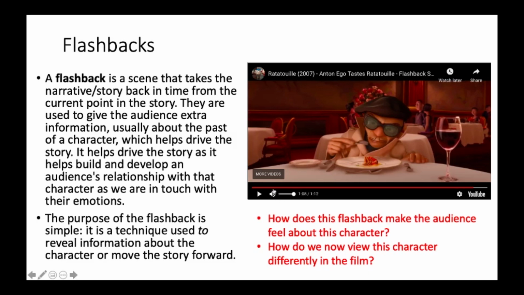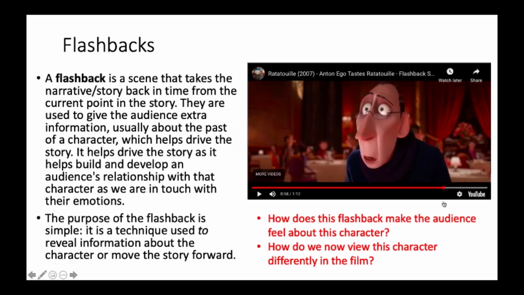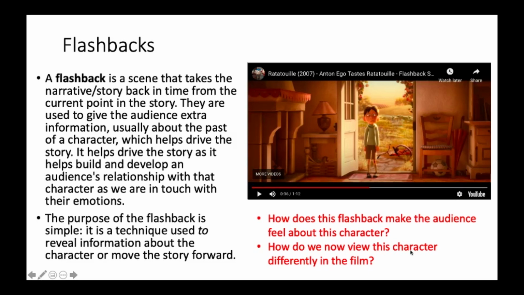Okay, so I want you to just think about, if you haven't seen the film, the difference between when we see the character who looks like this in the film in relation to when we see the character when he looks like that. All right, so that might help you understand how we might, as an audience, now view this character slightly differently than before. So pause the video, 5 minutes spent on those 2 red questions.